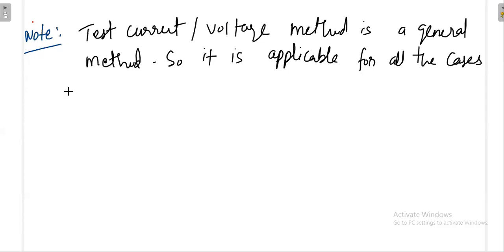Now we are going to take the problem with dependent as well as independent sources, that is case 2. What is our case 2? Both independent plus dependent sources will be there.